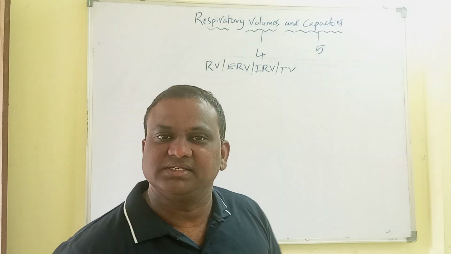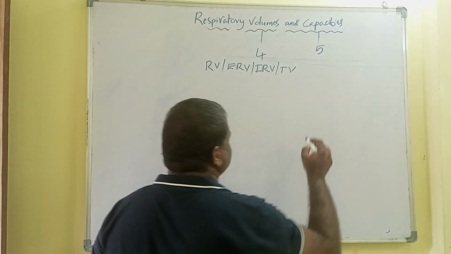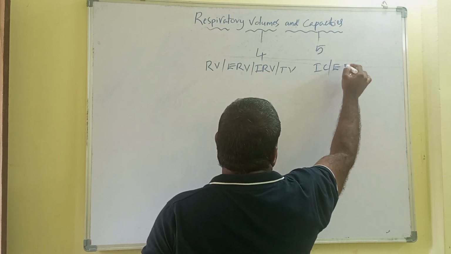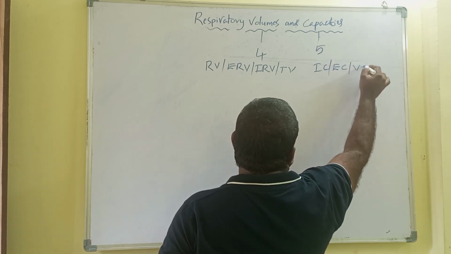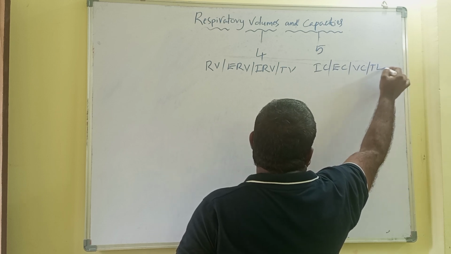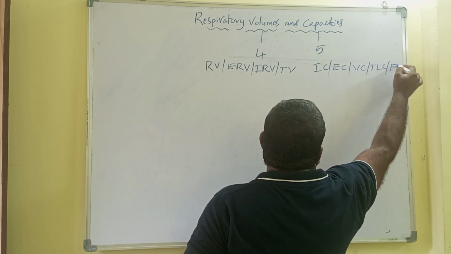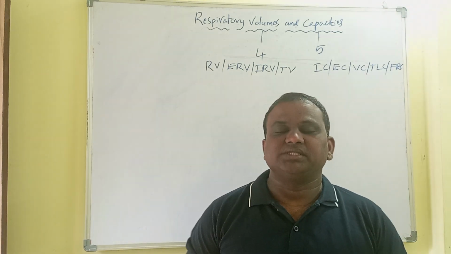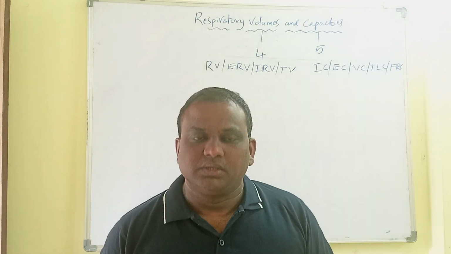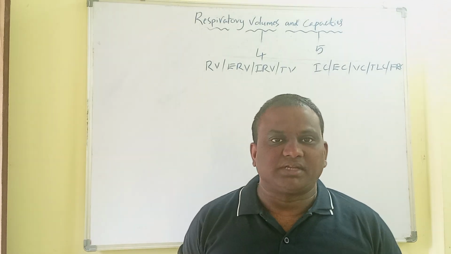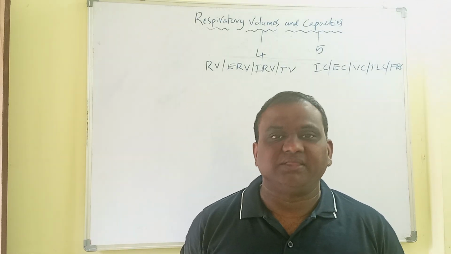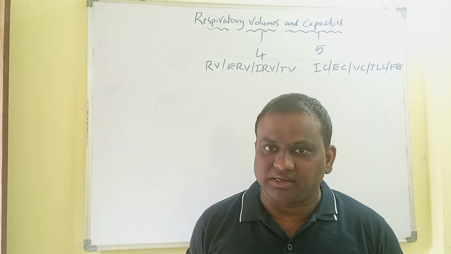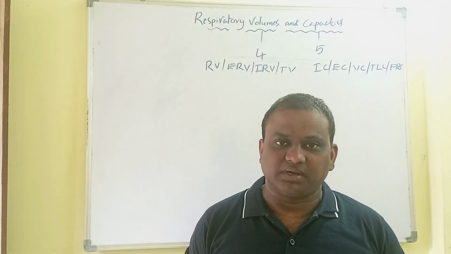There are 5 capacities. What are the 5 capacities? Inspiratory capacity, expiratory capacity, vital capacity, total lung capacity, and functional residual capacity. What is the importance of these volumes and capacities? With the help of volumes and capacities, we can understand the healthiness of the lungs and we can detect some diseases which are related to the lungs or respiratory system.